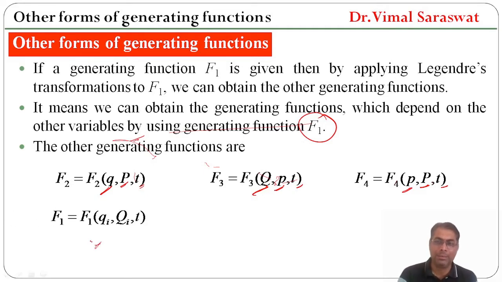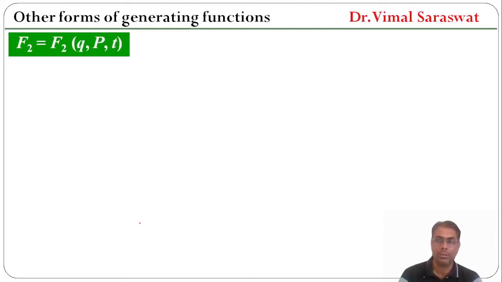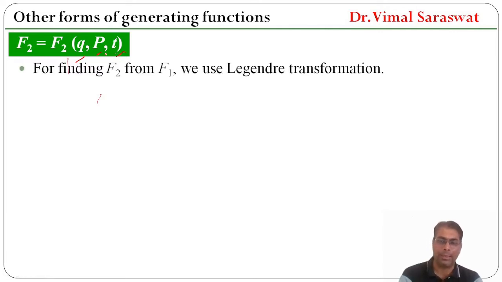Now, F1 is a generating function which is the function of qi, capital Qi and t. It means it is the function of old coordinate, new coordinate and time. Now F2 is the function of old coordinate, new momenta and time. So we will determine now the generating function F2. For finding F2 from function F1, we use Legendre transformation.